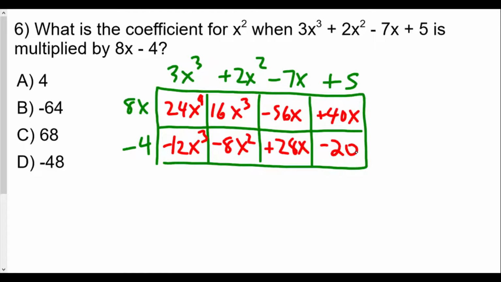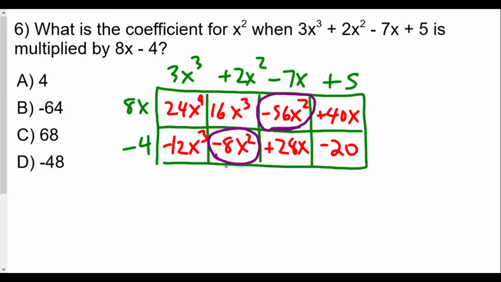Now the question is, do I need to combine everything? And the answer is no, because we're looking for the coefficient of x squared. Oops, this should be x squared. Apologize for that. Forgot to put the x squared there. So this is x squared, and this is x squared. And again, you got to be very careful. Make sure you put all your exponents in proper place.